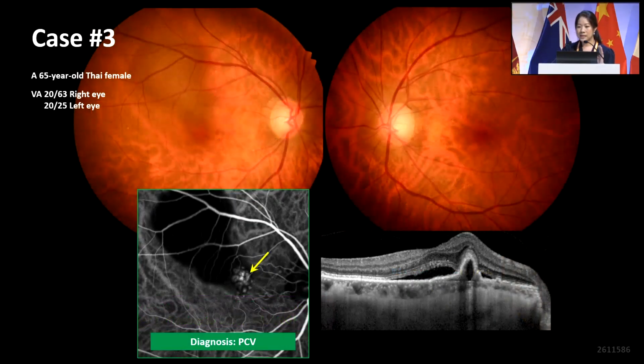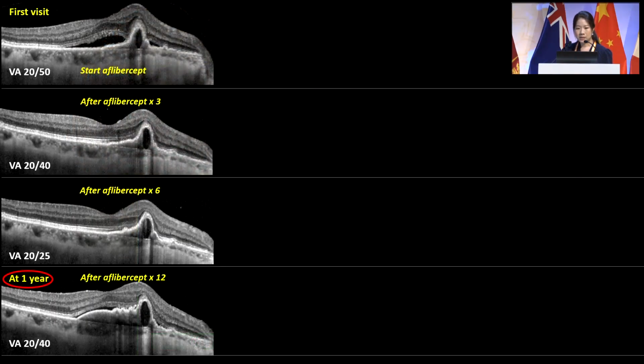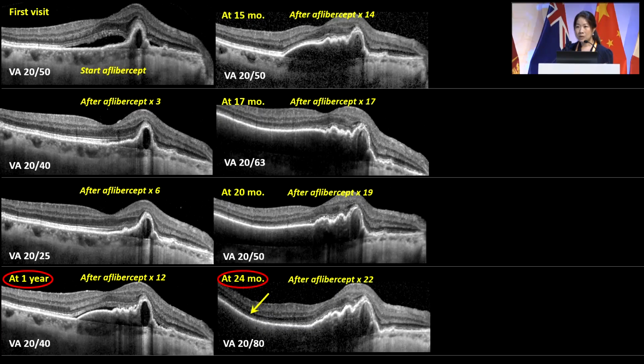Now move to case number 3. This patient had PCV, and on ICGA you can see a cluster of polypoidal lesions. So we know that this is one of the most difficult features to treat. This patient started with aflibercept every month for 1 year, but you still see persistent subretinal fluid and the growth of hemorrhagic PED. But we had no other options, so we continued monthly aflibercept for another year.